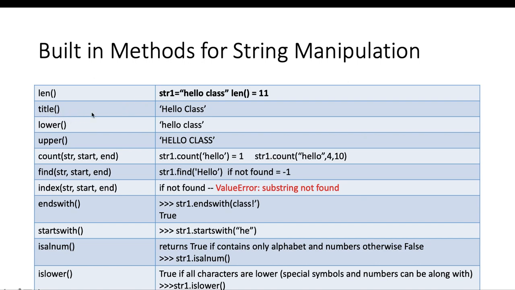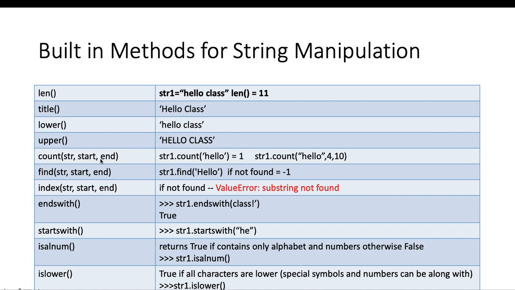Title function: whatever the case of the string, it will convert the first letter of each word into uppercase and the rest to lowercase. Lower function lowers all the characters of the string. Similarly, the upper function caps all the characters of the string.